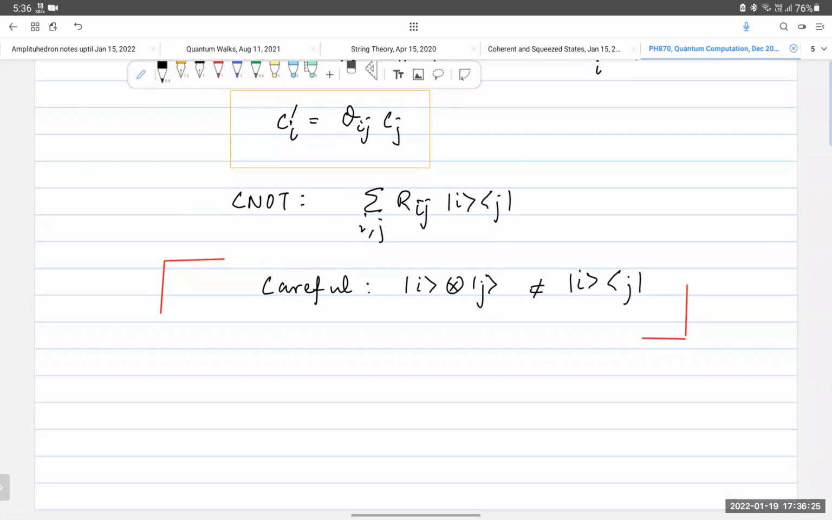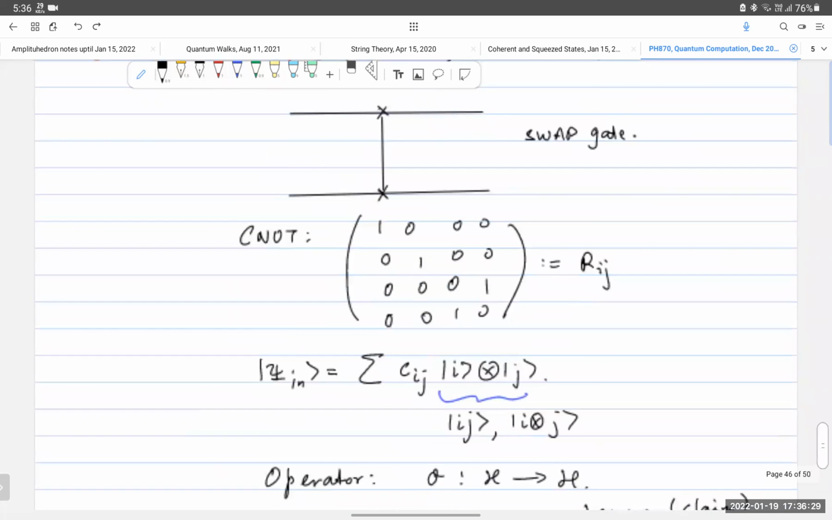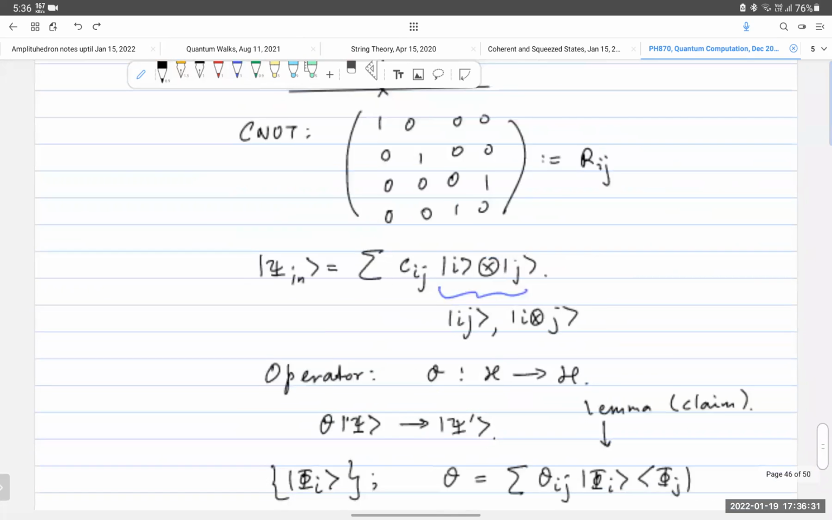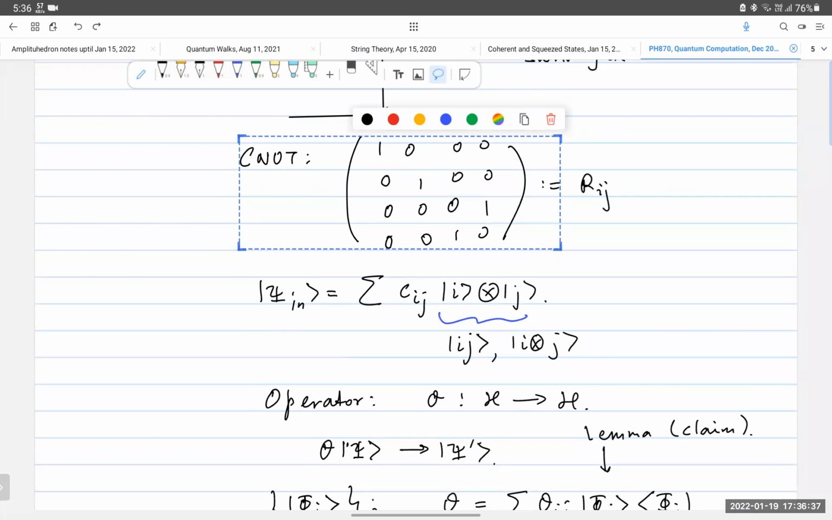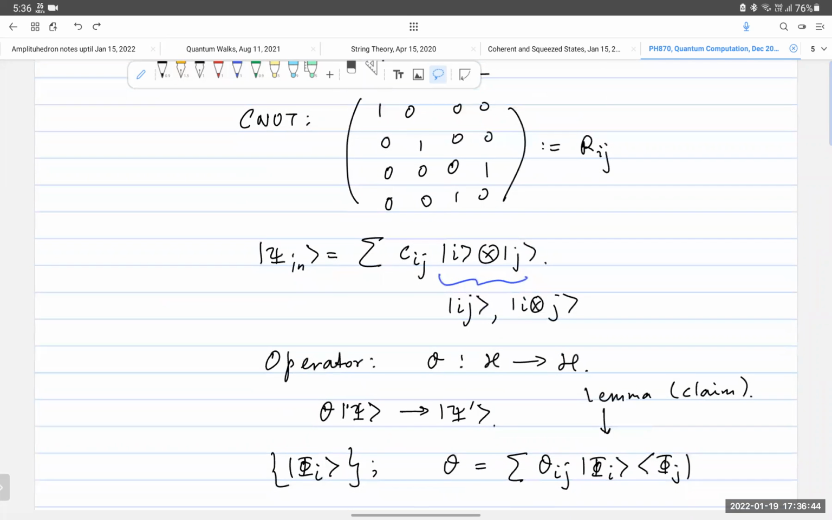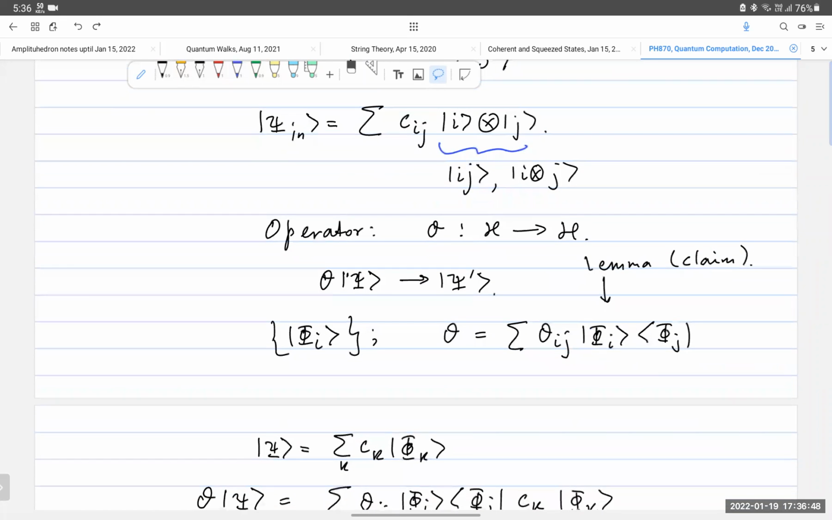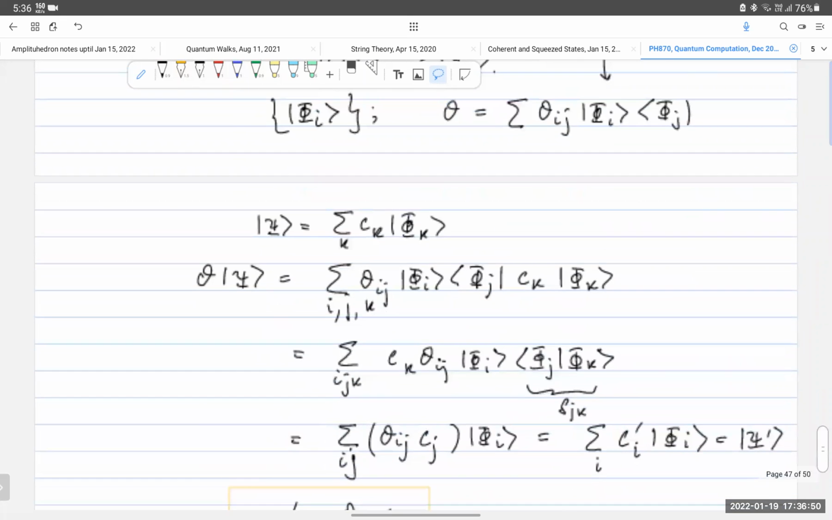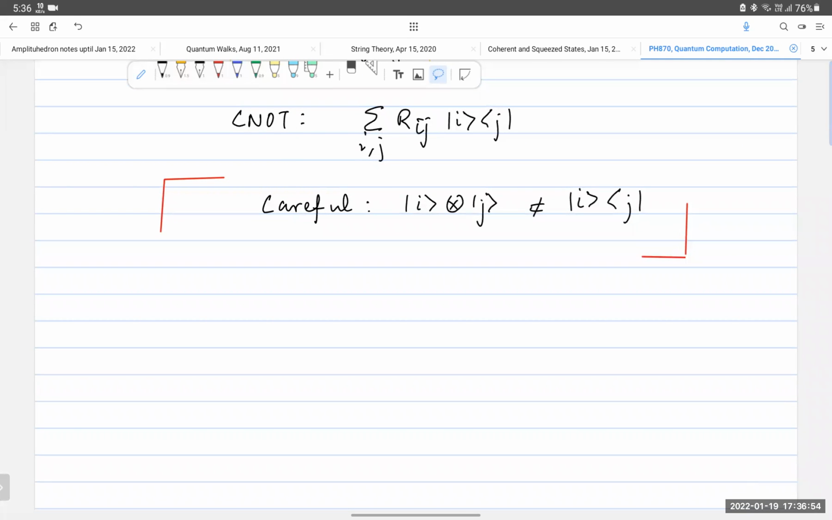So this is my CNOT gate, and Rij is this matrix, which in this case has these elements. Once again, you have to keep in mind that the matrix elements depend on your choice of basis vectors. If I change my basis vectors, my matrix elements will also change.